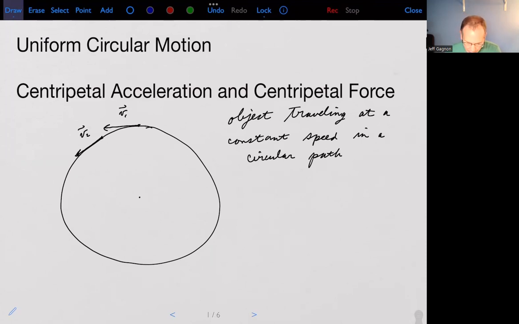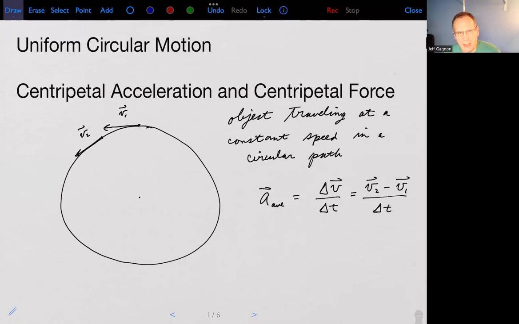Now, remember the formula for the acceleration. So remember the average acceleration, which is really a vector, is the change in velocity divided by the change in time. And if I actually want to calculate this, I could write the change in velocity as v2 minus v1, divided by the change in time.